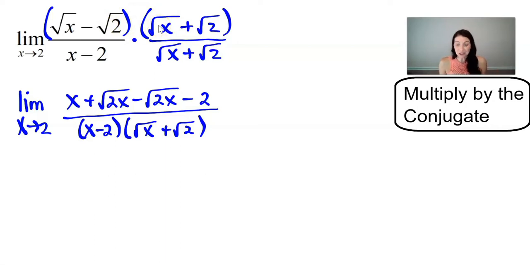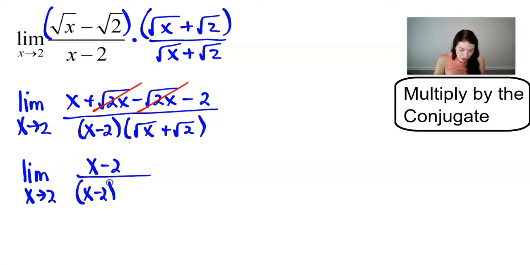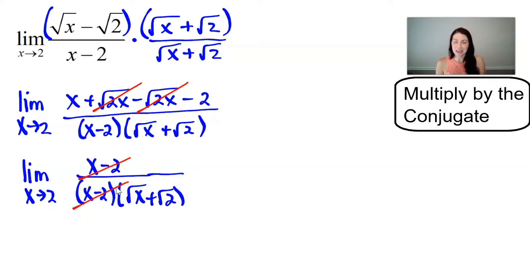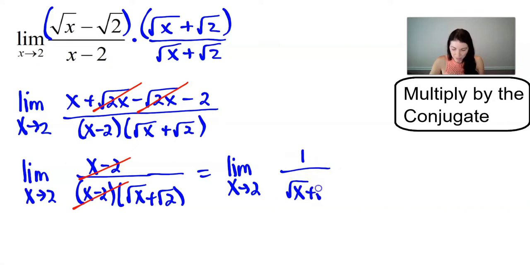Okay, and now I want you to look at the power of the conjugate. Here, positive root 2x and negative root 2x. Those are gone, and that is the power of that conjugate, which is why we utilize that strategy. We are left with x minus 2 in the numerator and x minus 2 times root x plus root 2 in the denominator. And that's why I mentioned keep that denominator in factored form, because you can see there is my common factor that can be canceled out, leaving me with the limit as x approaches 2 of 1 divided by root x plus root 2.